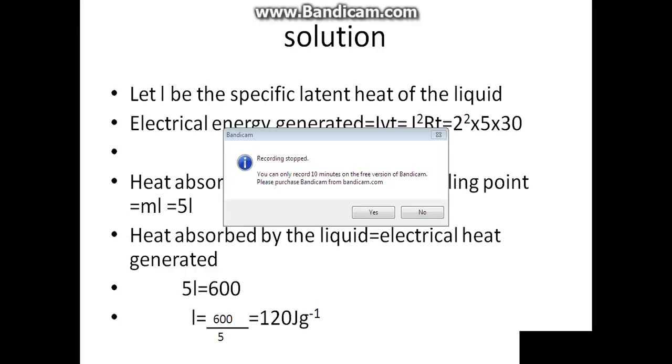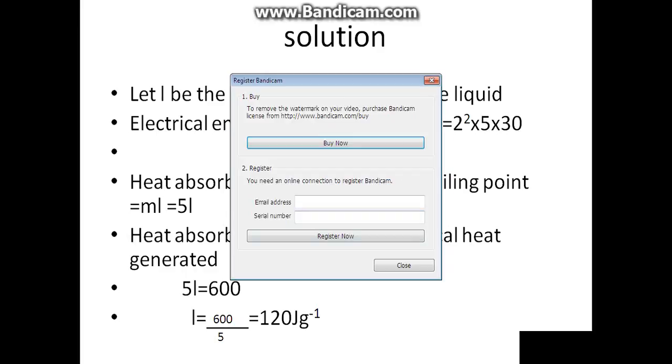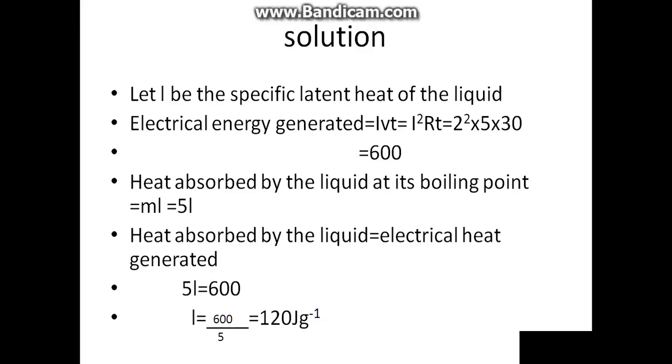L is equal to 600 over 5, which gives us 120 joule per gram.